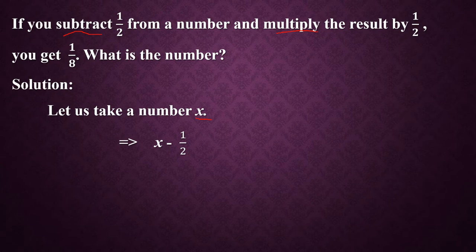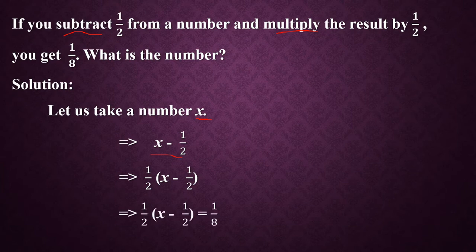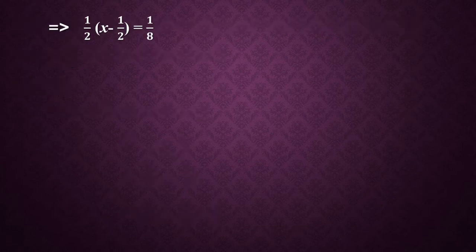So here your result is x minus 1 by 2. Now we are going to multiply with 1 by 2, so it will be 1 by 2 into x minus 1 by 2. And from the question you get 1 by 8. So we have 1 by 2 into x minus 1 by 2 equal to 1 by 8. Now we are going to solve this equation. We have to find the value of x.